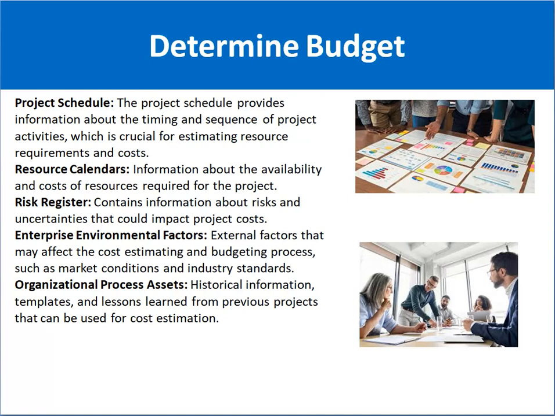Resource calendar tells you about the availability of the resources required for the project. For example, it tells you that in the month of January 5 resources are required, in the month of February 4 resources are required, in the month of March again 8 resources are required. So basically it tells you the month-wise resource availability.